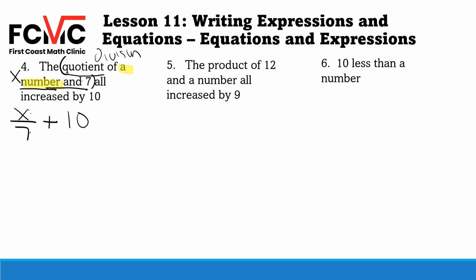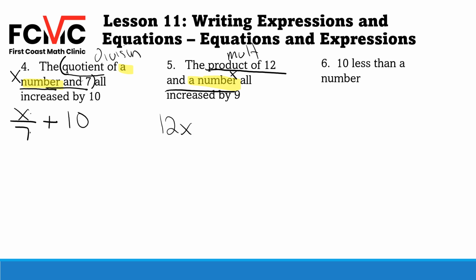Number 5, the product of 12 and a number. Again, that's our variable x, product is multiplication, so I want the product of 12 and a number.